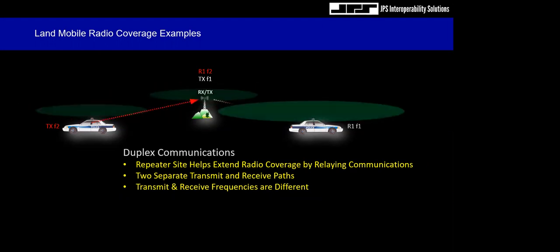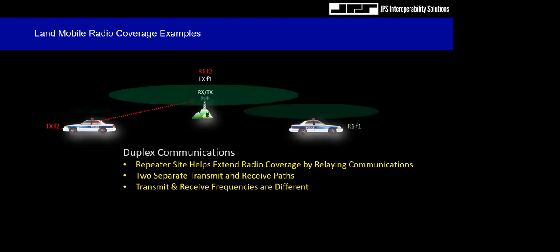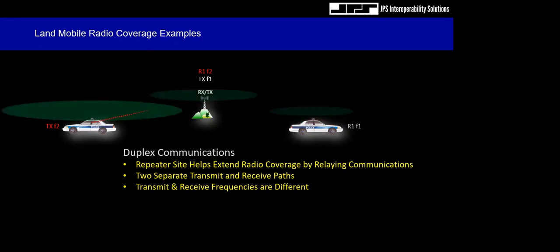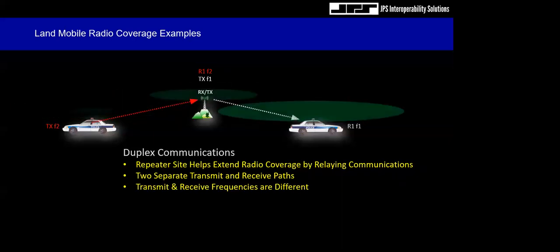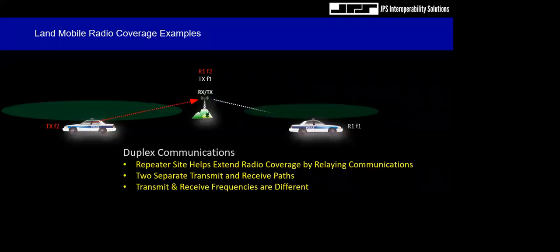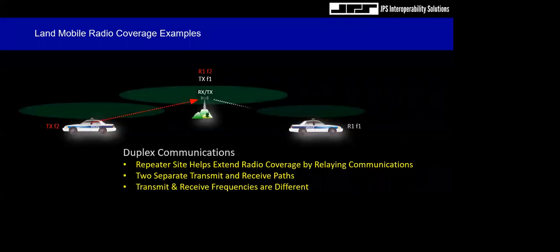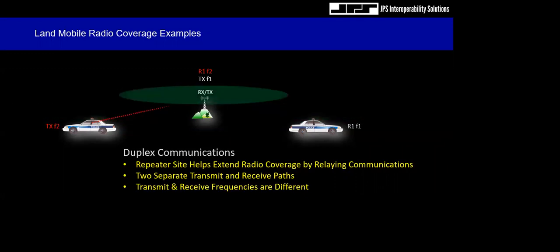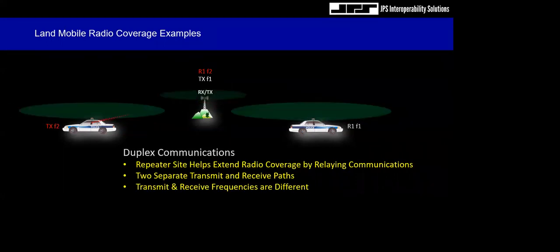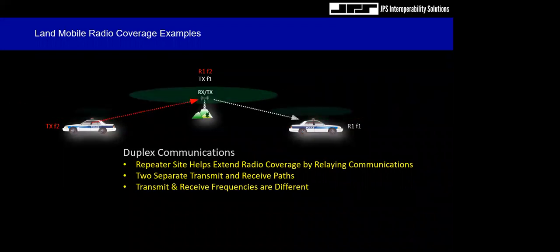If we look at the transmit and receive frequency designations, particularly for one of the patrol vehicles on the left, I transmit at frequency F2, and my relay or repeater site has a receiver that will receive that transmission on frequency F2. We can then, at the repeater or relay site, retransmit at a completely different frequency. And if you'll notice, my partner in the other vehicle has a receive frequency of F1. So this is duplex communications.